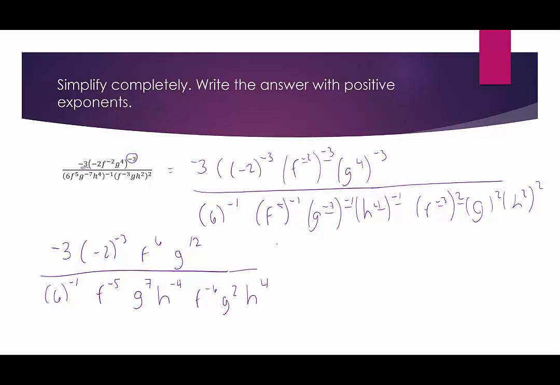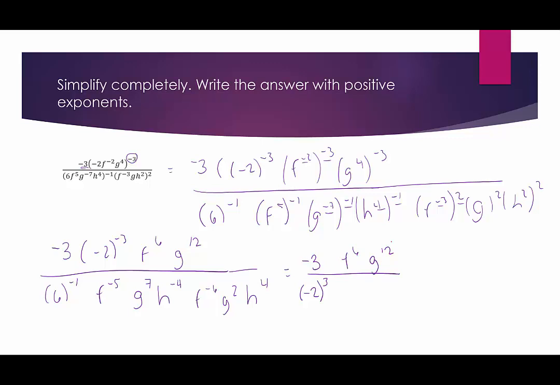Okay, the next thing that I do, anything that has a negative exponent, I'm going to move its location. So let's see, -3 has a positive exponent because it would have an exponent of 1, so it's going to stay where it is. -2 to the -3 is going to move down, where remember the base stays the same, so it's still -2. It's the exponent that becomes to the 3rd power. F to the 6th is happy where it is. G to the 12th is happy where it is.